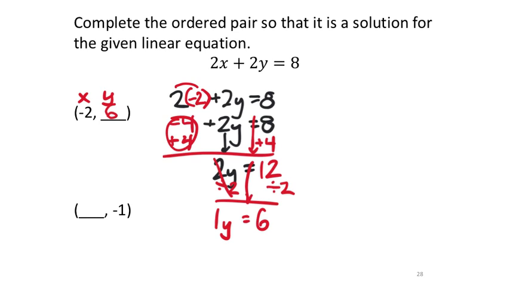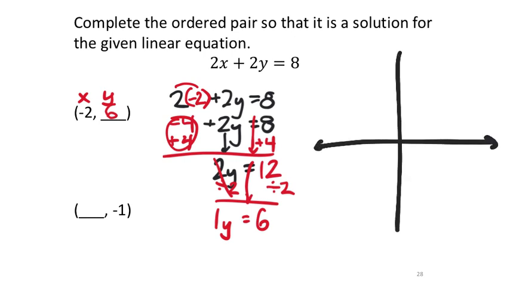And even to take that further, if I were to graph it, hopefully you don't have to graph stuff by hand, but if I were to graph it, I would put it at -2 and 1, 2, 3, 4, 5, 6. It would give me this point right there.